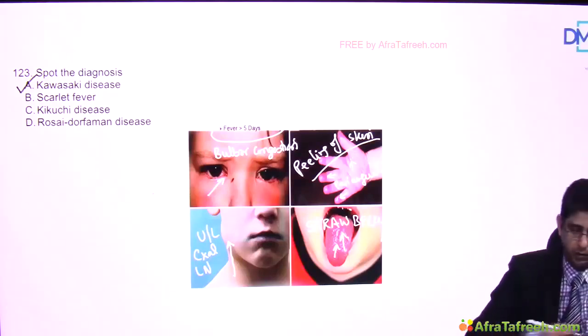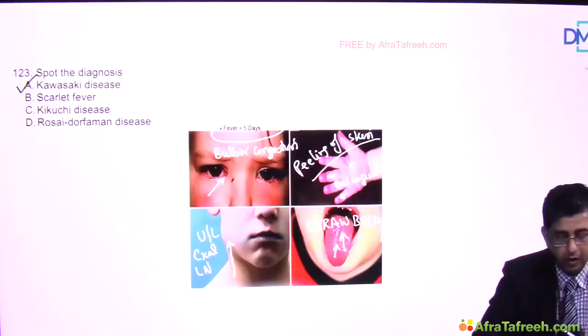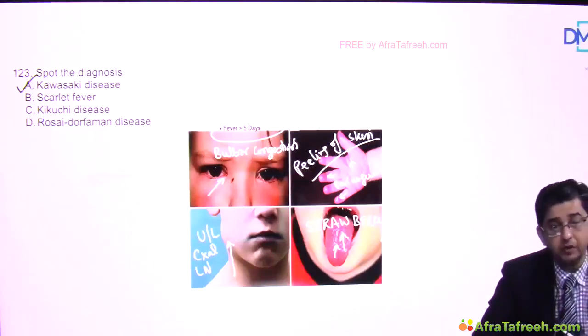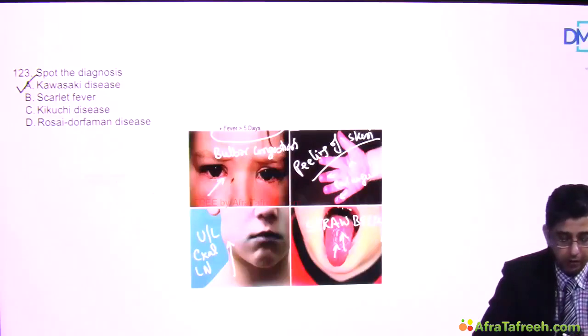Scarlet fever will show a rash which is all over the body, and there would be bilateral lymphadenopathy in scarlet fever. Here there's a unilateral lymphadenopathy, so pretty straightforward our diagnosis.